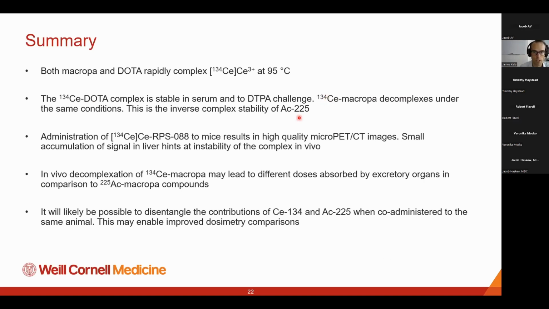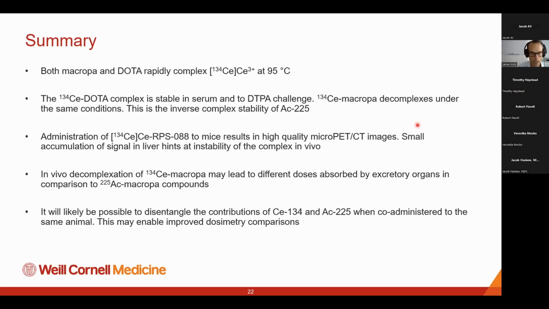So in summary, we found that both macropa and DOTA rapidly complex cerium, either at room temperature or 95 degrees, that the DOTA complex is stable to cerium and to DTPA challenge. The macropa decomplexes a little more in those conditions, and that's inverse to the complex stability of actinium-225. So it just has to be taken into account when doing the in vivo experiments.